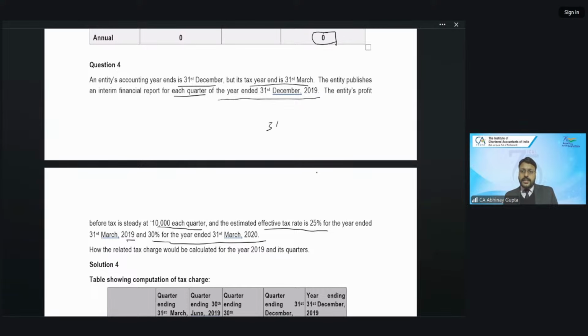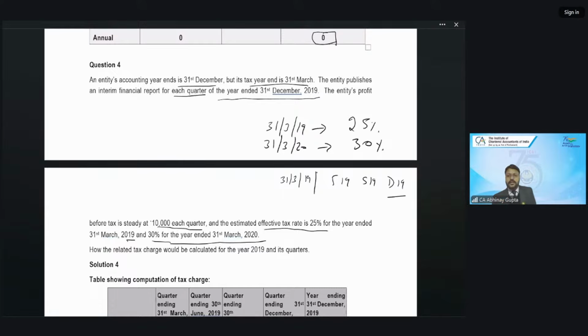So for March 19, the tax rate is 25%, and for the year ending March 20, the tax rate is 30%, right? That's what the question says. Now, you need to calculate the tax expense for each quarter, right? Which quarters? 31/3/19, then June 19, then September 19, and then December 19, right? So for each of these quarters, you need to calculate the tax expense.